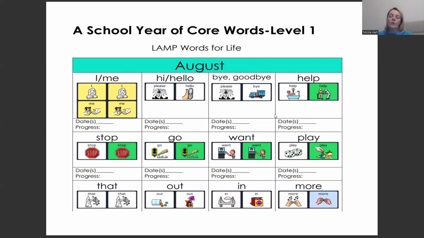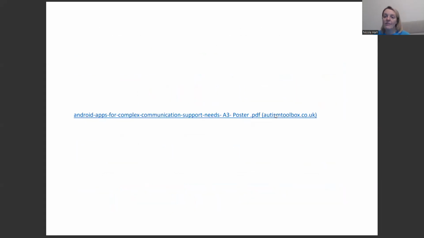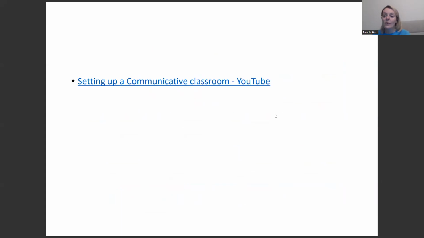And then there is a program called the LAMP program. If you want to work on your AAC device and you want to introduce vocabulary, this gives you core words that you can work on for the year, the curriculum. So you'll see level 1 there, and it works its way up. I've included a link for you there also with apps that you can use for your Android device. And also there is a clip on setting up the classroom, how to make it a communicative classroom. I suppose having all of those things would be important.